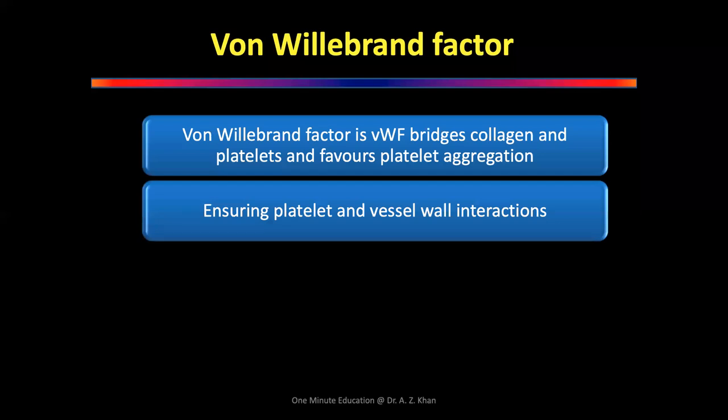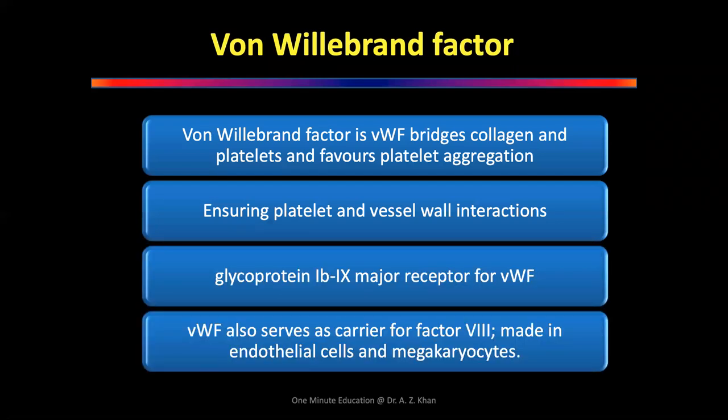Okay, so it's platelet and vessel interaction. Von Willebrand's factor is a carrier for factor VIII. It serves as a carrier for factor VIII, and it bridges collagen and platelets and favors platelet aggregation. So deficiency of Willebrand factor gives rise to clotting deficiencies. It is very important for platelet and vessel wall interaction. It's a glycoprotein; glycoprotein 1B9 is the major receptor for vWF. So von Willebrand factor is one of the factors you have to keep in mind as a bleeding deficiency.